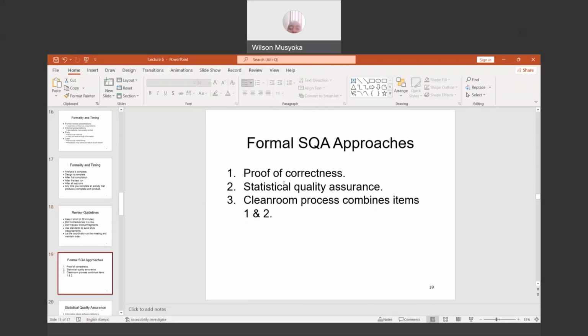So, how do you approach this formal software quality assurance? You approach it by ensuring that there is proof of correctness. There is also statistical quality assurance.